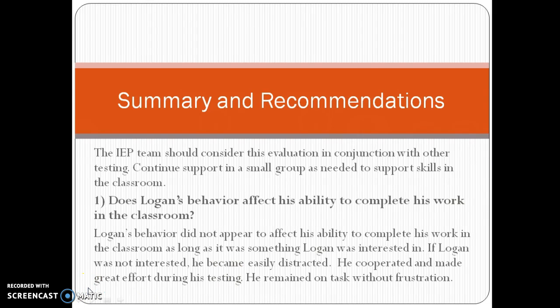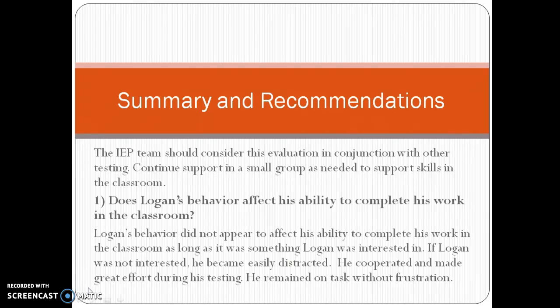Summary and recommendations. The IEP team should consider this evaluation in conjunction with other testing. Continue support in a small group as needed to support skills in the classroom. Number 1, does Logan's behavior affect his ability to complete his work in the classroom?